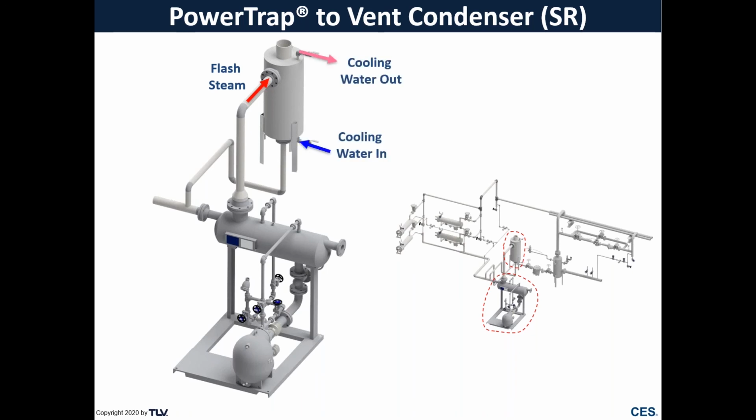In this equipment, we're going to run cooling water through an internal coil. We bring in cold cooling water on the bottom, and it's going to be discharged from the top at a much hotter temperature. Along the way, it's going to collect energy from our steam. It's going to condense the steam, and we're going to send that condensate back down to our PowerTrap skid to be recovered.